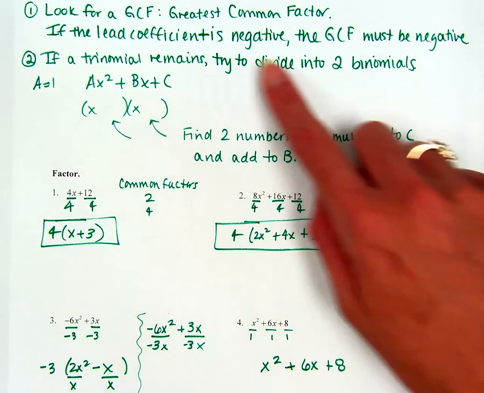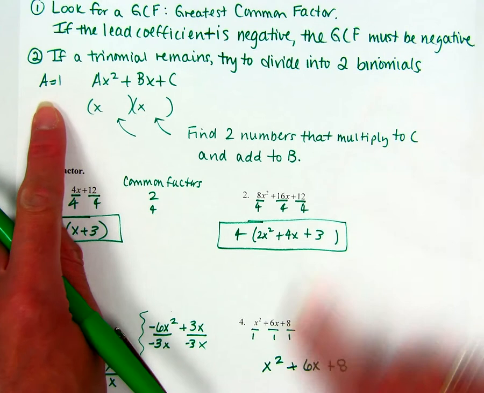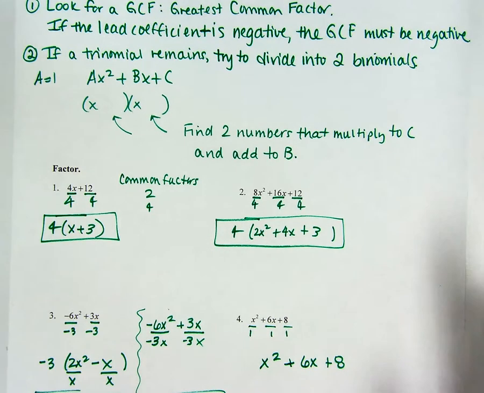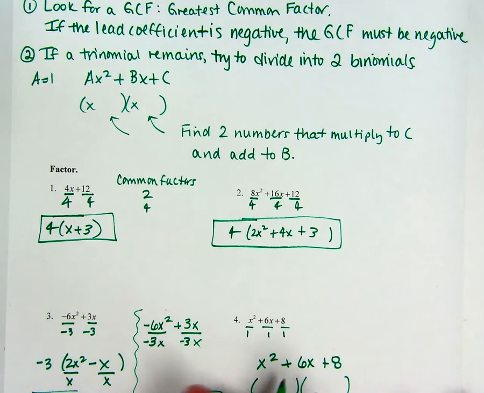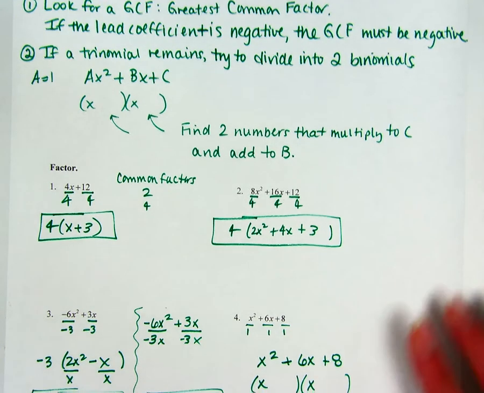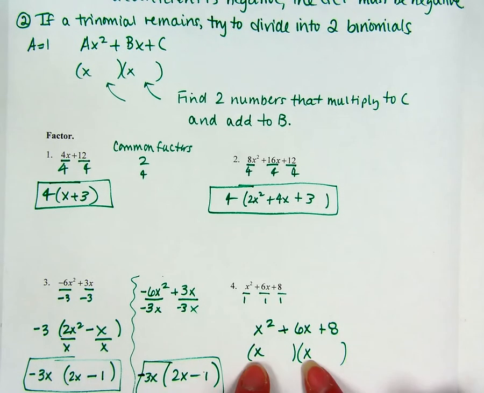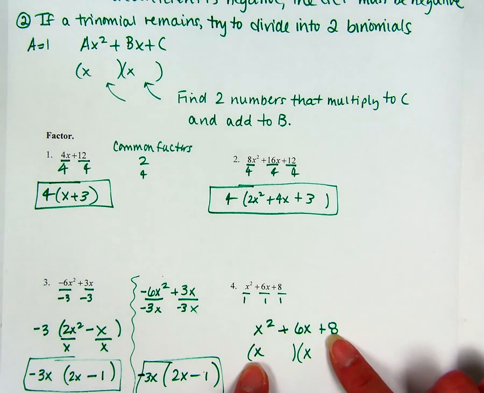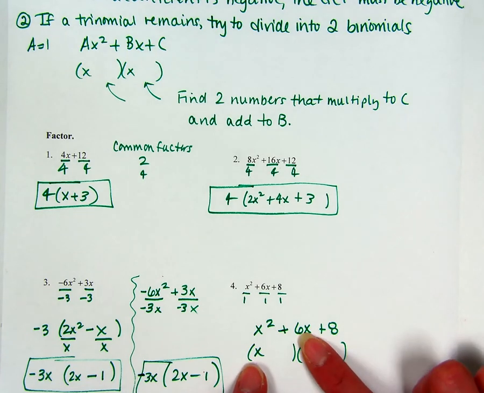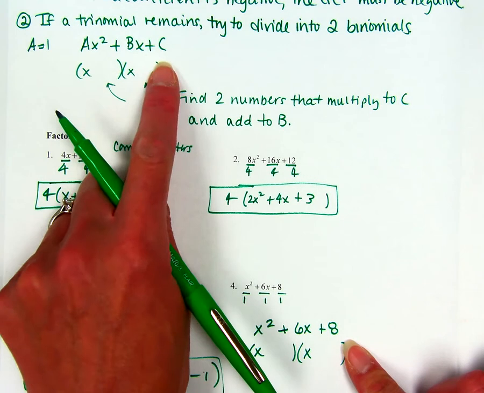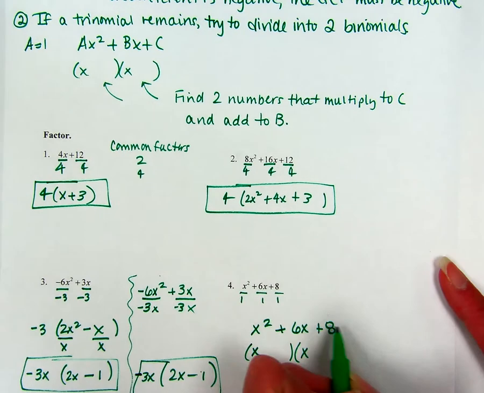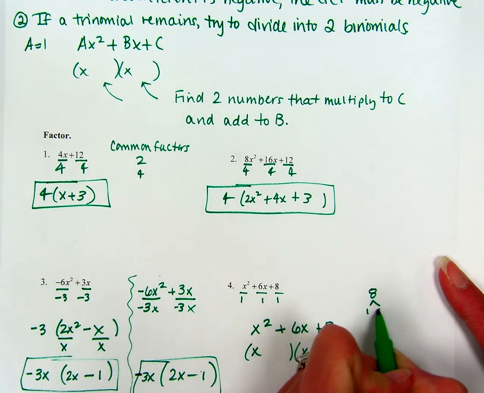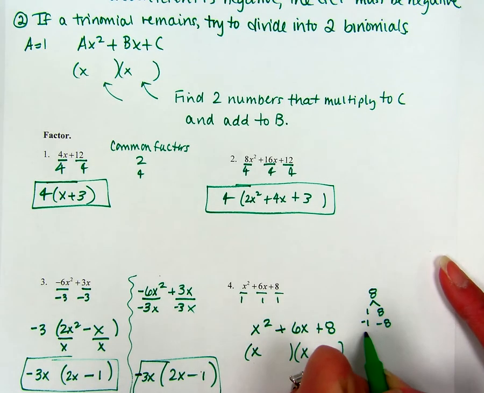If it's a trinomial and a is 1, that means it's just x squared. We're going to divide it into 2 binomials. Binomials have 2 terms. The only thing that's going to multiply to x squared is x times x. So we know it's going to be x times x, and then I need to look at numbers that multiply to 8 that add to 6. All right, so they multiply to the last number, which is c, but they have to add to the middle number, which is b. All right, so things that multiply to 8, we have 1 times 8, negative 1 times negative 8, 2 times 4, and negative 2 times negative 4.